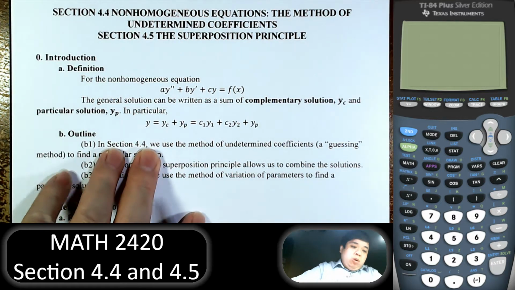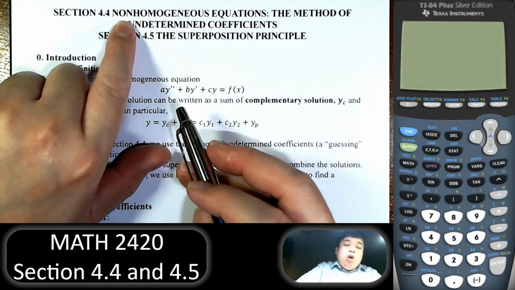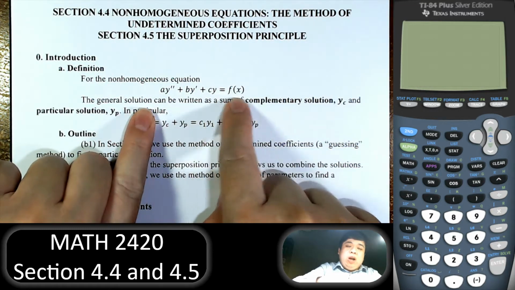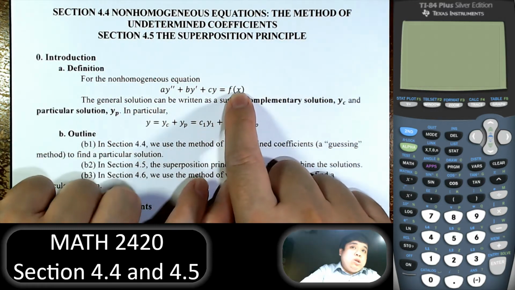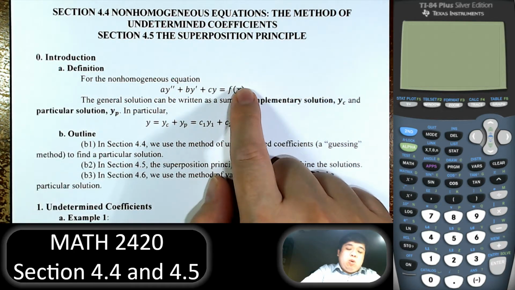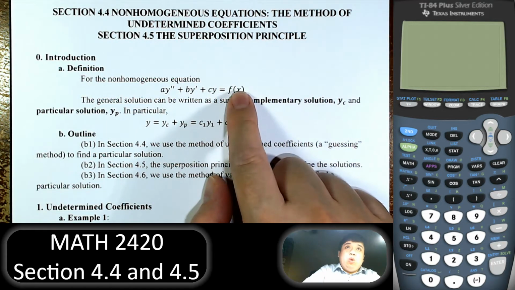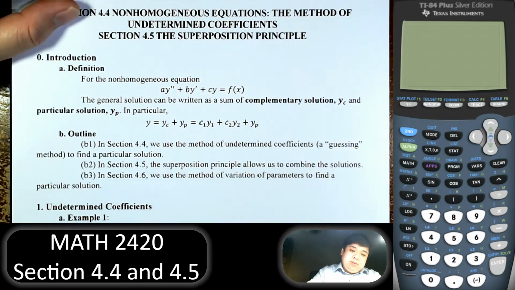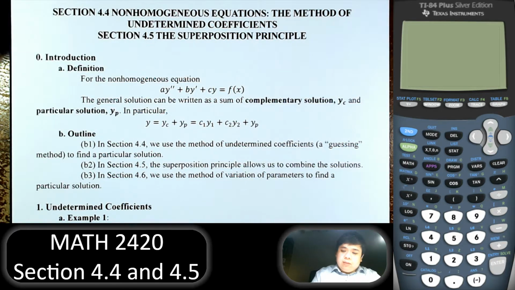In this section, we'll take a look at the non-homogeneous equation. A non-homogeneous equation is when the right-hand side is not equal to 0. The function f of x is called the input function. When it's not equal to 0, this is not a homogeneous equation.